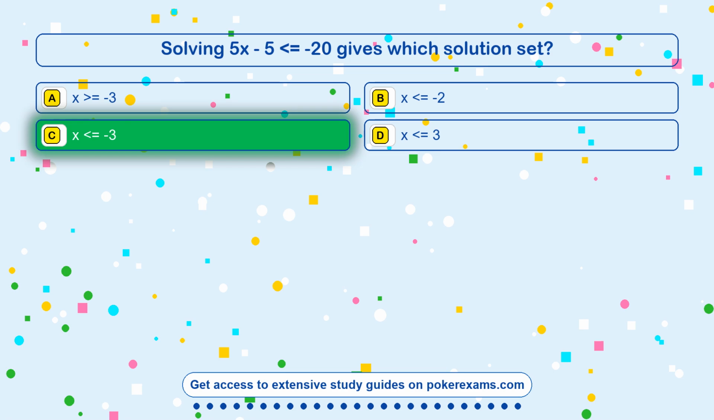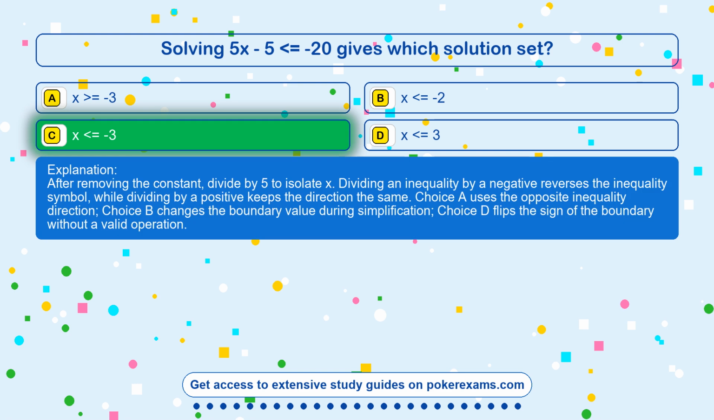The correct answer is option C, x equals minus 3. After removing the constant, divide by 5 to isolate x. Dividing an inequality by a negative reverses the inequality symbol, while dividing by a positive keeps the direction the same. Choice A uses the opposite inequality direction, choice B changes the boundary value during simplification, choice D flips the sign of the boundary without a valid operation.